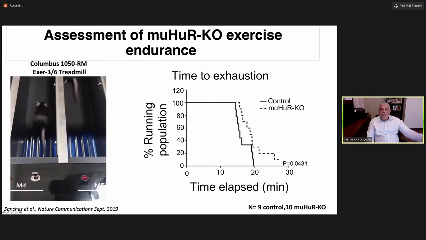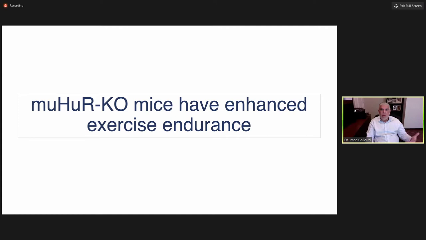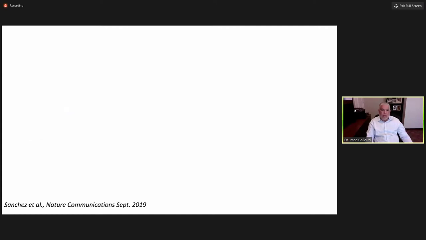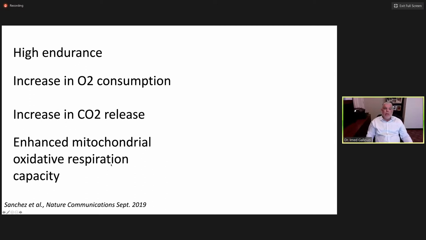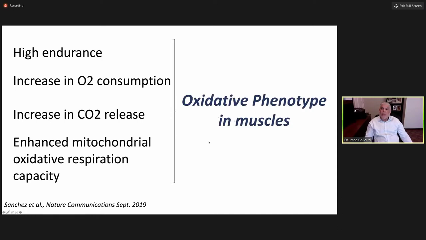In addition to this, we did several tests to assess the metabolic function of the mice, and we found that in addition to the endurance, the HuR knockout mice, I use the term loosely, understandably that's the HuR muscle-specific knockout mice, have an increase in oxygen consumption, an increase in CO2 release, and we also saw an enhanced mitochondrial oxidative respiration capacity. We can discuss later if you want details on these observations. This led us to the conclusion that these mice lacking HuR in their muscle represent an oxidative phenotype, because the addition of all these observations together is what indicates that.